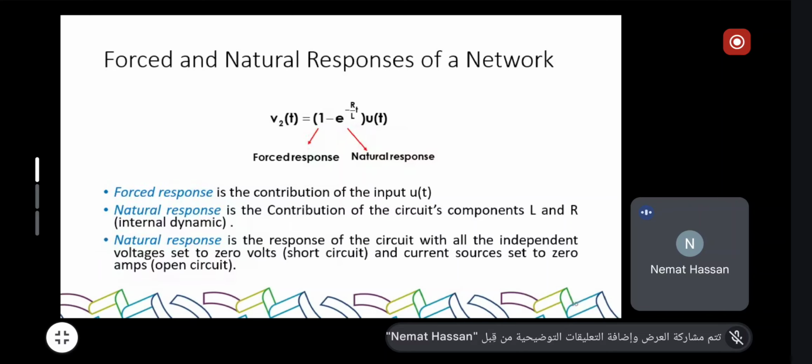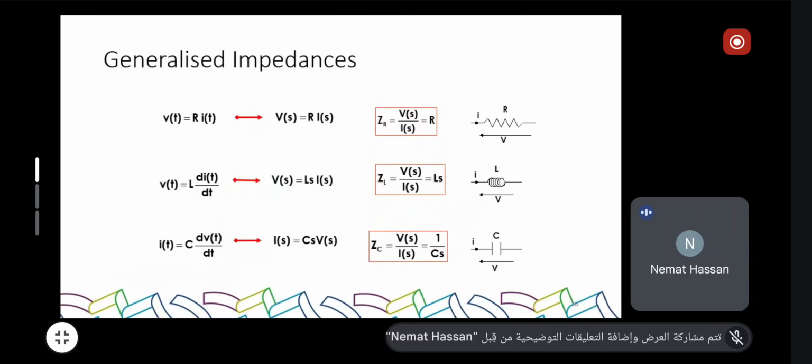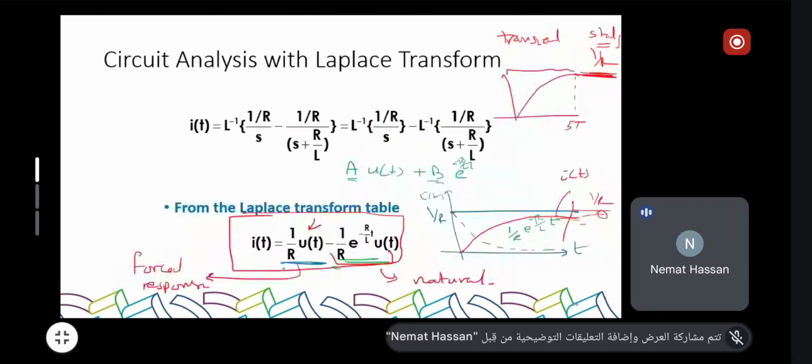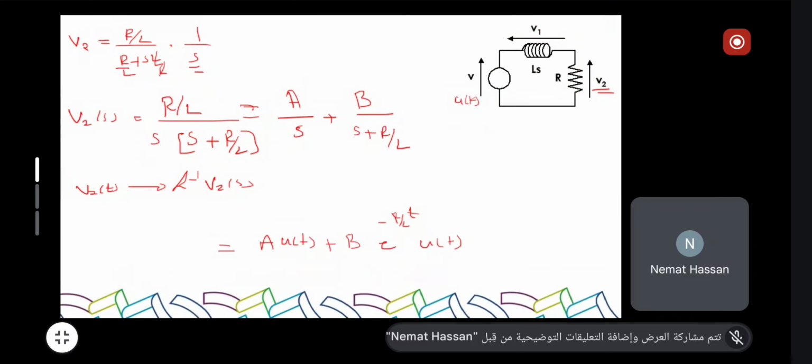Now, if you notice, the forced response is still a unit step or a DC value, and the natural response is exactly the same, e power minus R over L, as the natural response when we were calculating current. So this is to tell you that if you have a circuit, regardless of your input and output values, your natural response will always remain the same, and it will always be linked to the topology of your circuit, the way it's connected, and to the values of the components of that circuit.